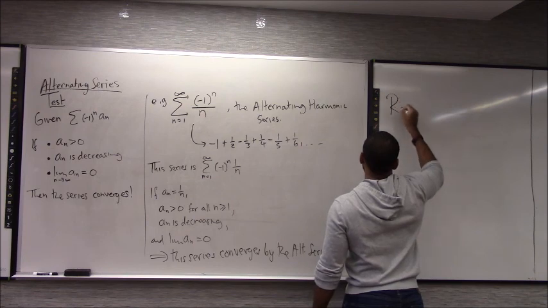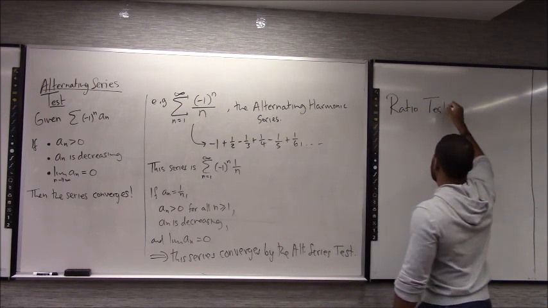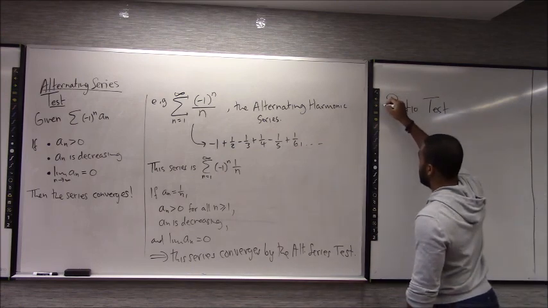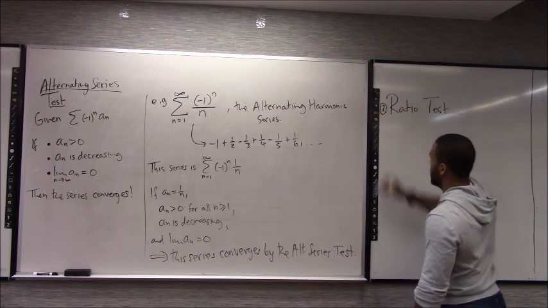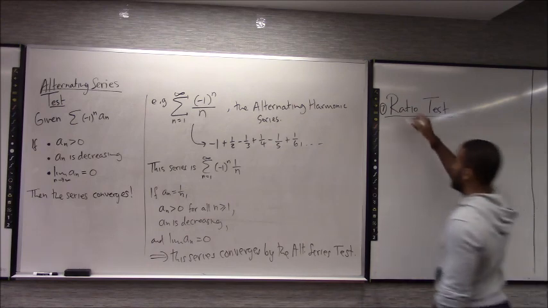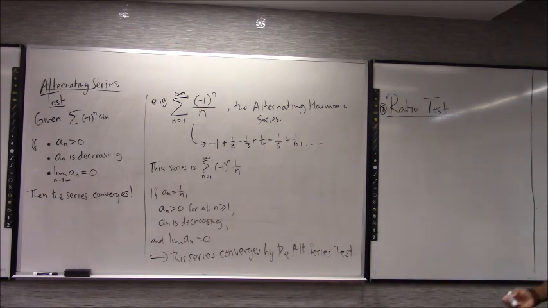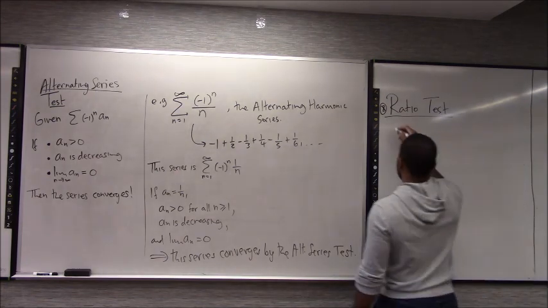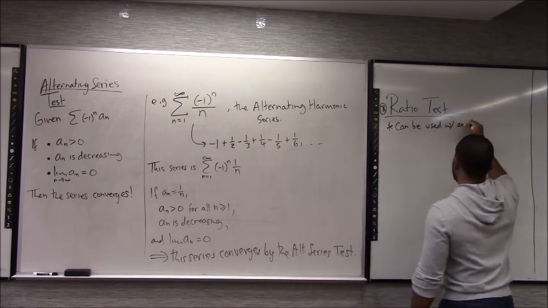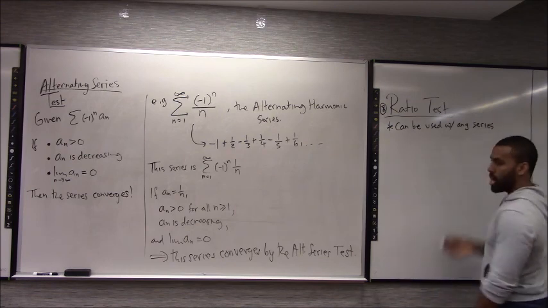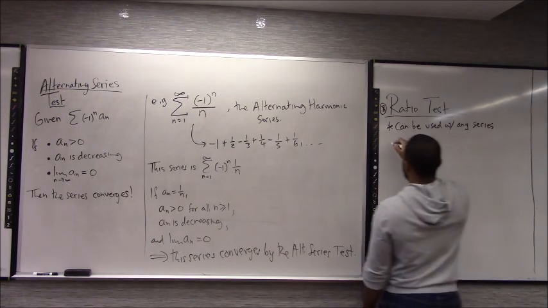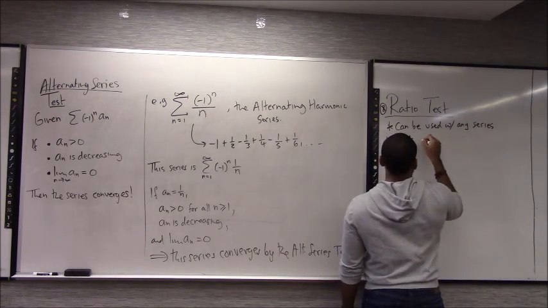The ratio test is interesting. I want to say this is 7 or 8. I'm losing count. Whatever, doesn't matter. It's 8. Now here, this guy can be used with any series. So whether it's alternating or not, whatever behavior it has, you can actually use this test. But there are cases where it's especially useful.